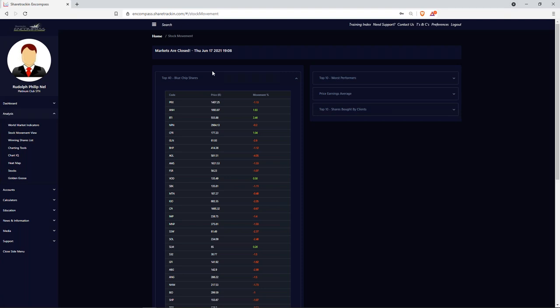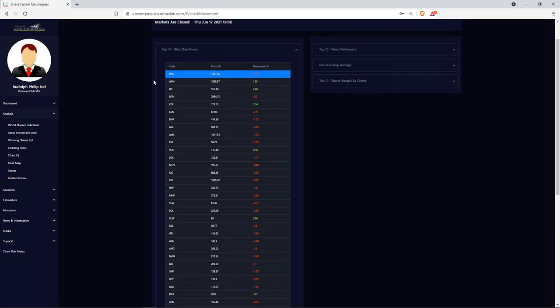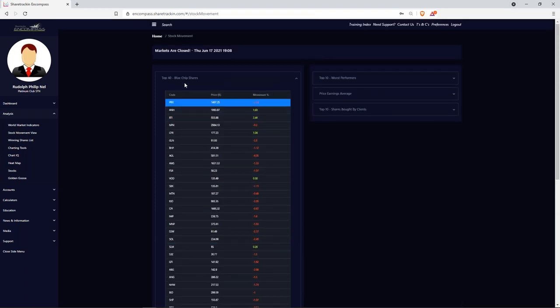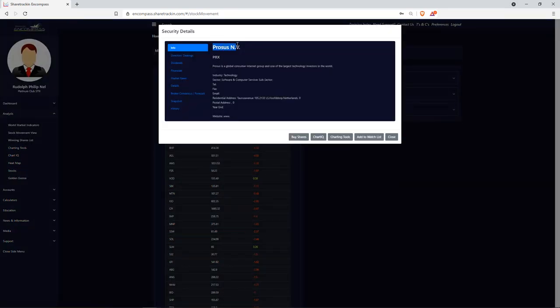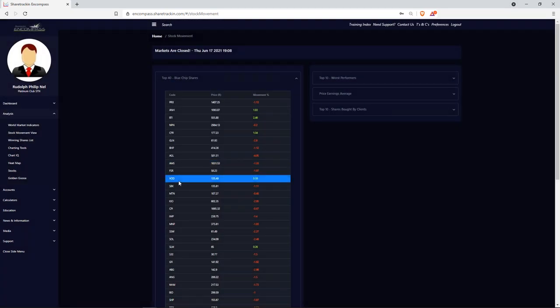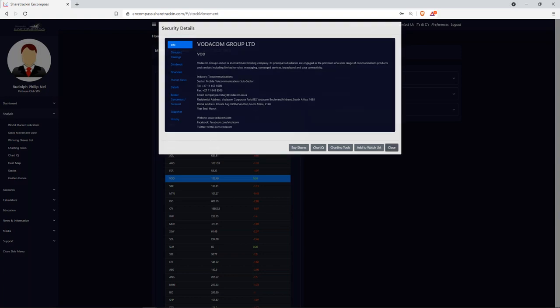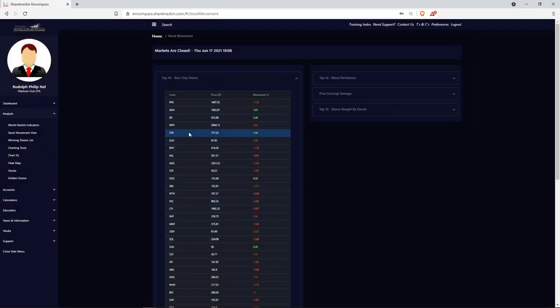In your top 40 blue chip shares, these would be your top 40 most known shares in South Africa, your household name brands, like for instance Naspers, Glencore, Anglo Gold, First Rand, Vodacom, MTN, Kumba Iron Ore, Capitec, Mondi PLC, Sibanye-Stillwater, Sasol. All the known shares would be listed underneath the top 40 blue chip shares. If you don't know the name for a code, all you do is click on the share, anywhere on the share, and it will give you the name at the top. If I click on VOD, that's going to be Vodacom Group Limited. Every one of these, if you click on them, will give you the name of the company, and also the price it's currently trading at, with the percentage movement it's made for the day so far.